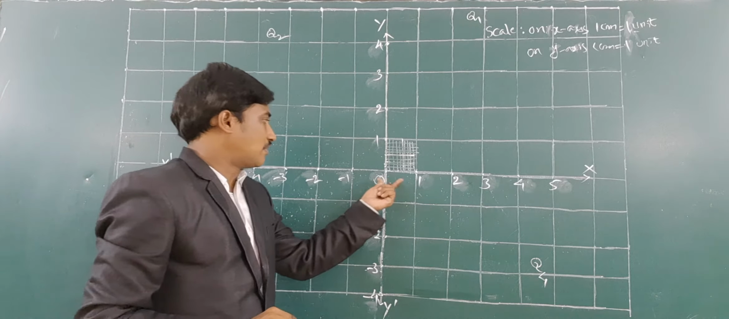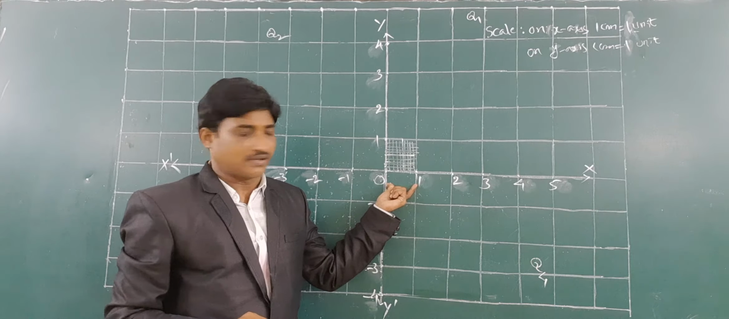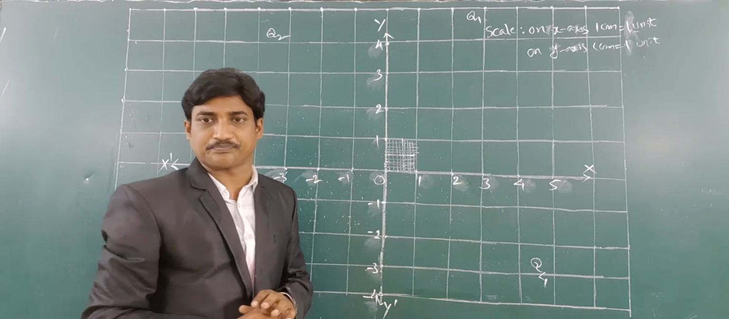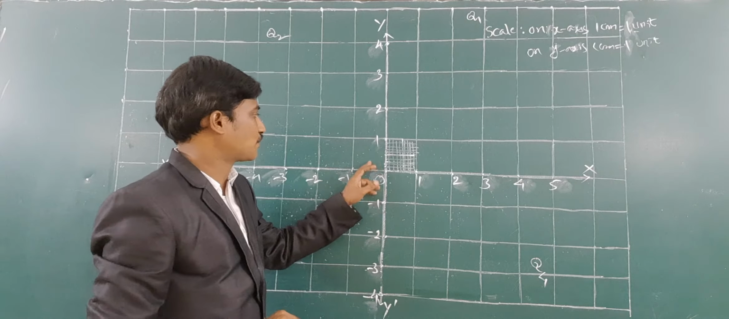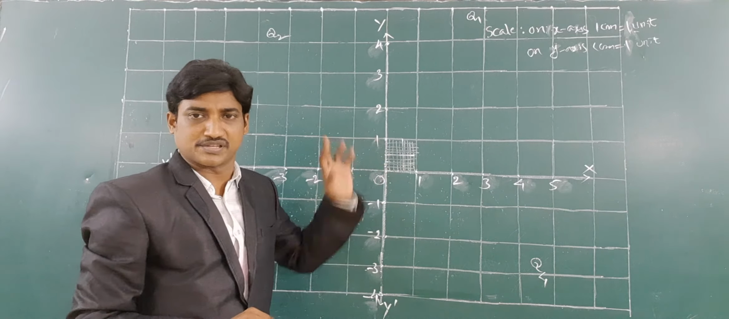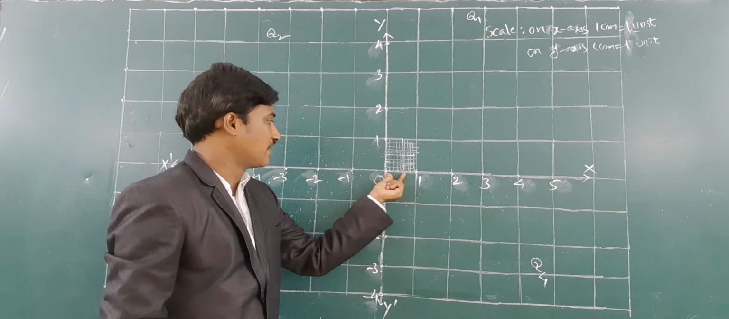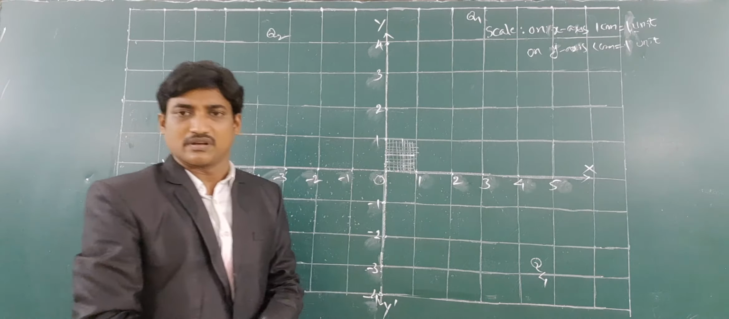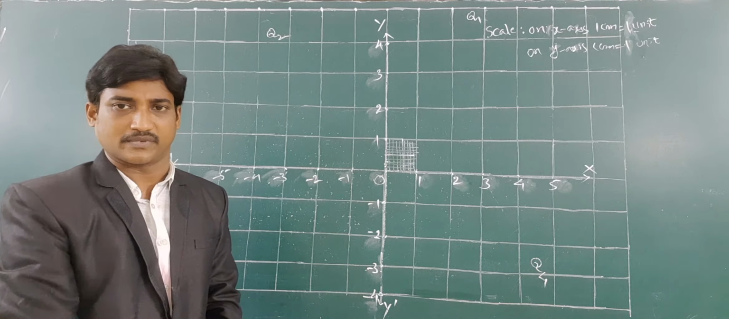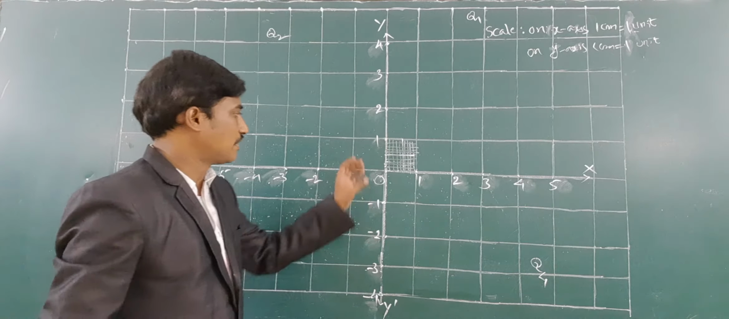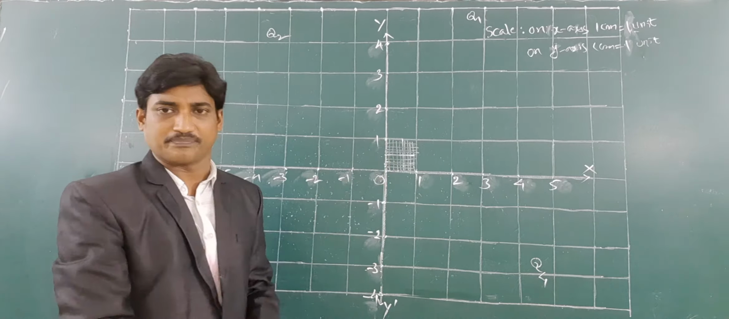So along the x-axis from 0 to 1 there are 10 squares. Along the y-axis from 0 to 1 there are 10 squares. So at each millimeter we can count there is a square. So it is a millimeter graph.